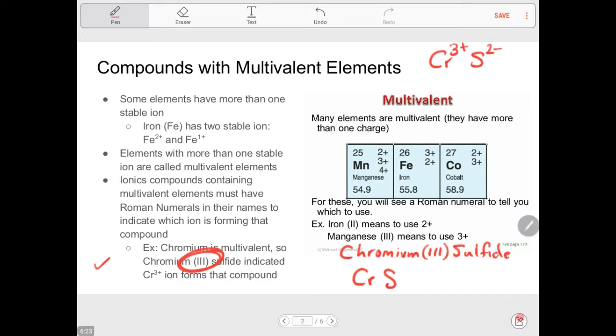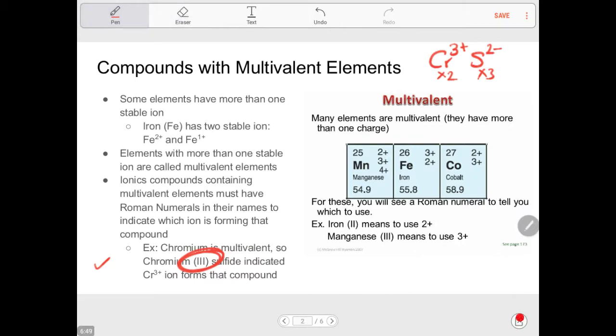Now, from the last lesson, I'm hoping you can balance this out properly. How many of each would you need? You would need 2 of these, and that would give you positive 6. And you would need 3 of those, and that would give you negative 6. So your compound would look like Cr2S3, like that. They always have to write it down for you. I will do another example here.